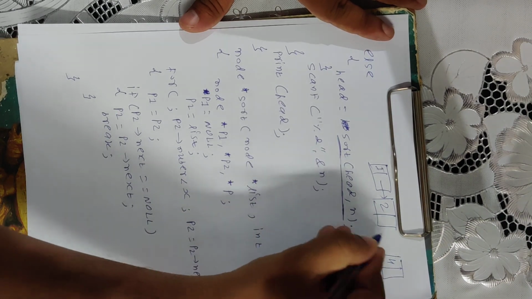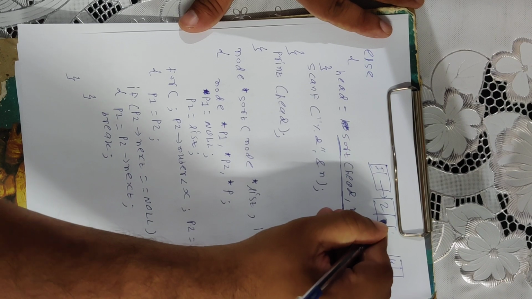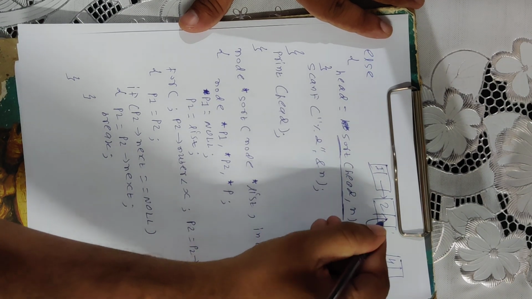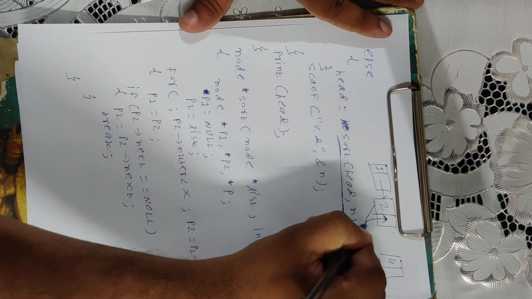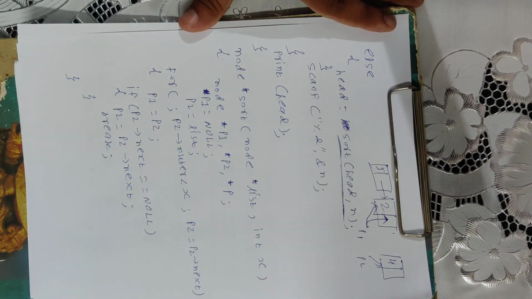Okay, here in between you want to add 3. So when you will be adding 3, your P1 will be here. So P1 will be pointing here. P1 will keep record of this, P2 will keep record of this.